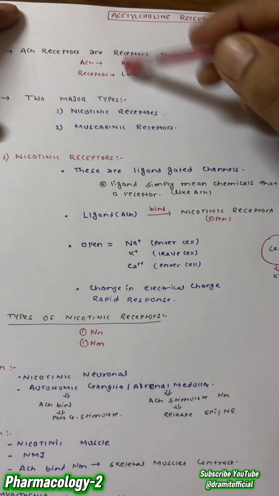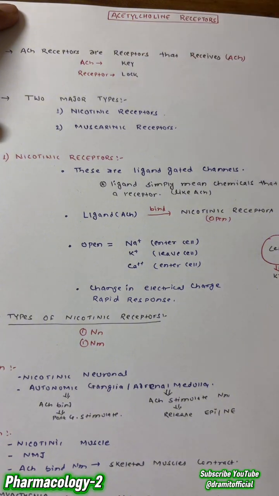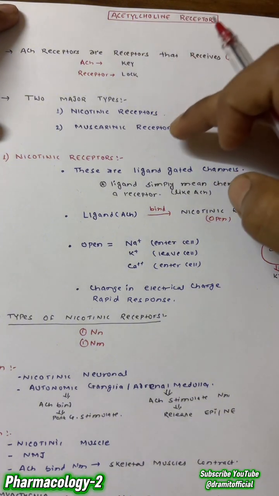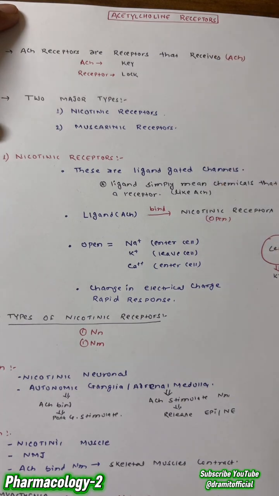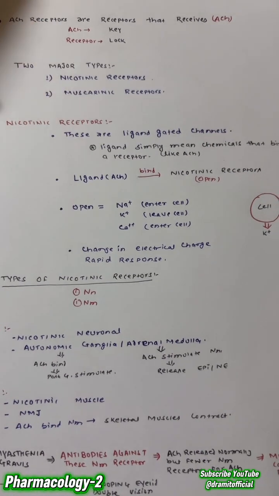Acetylcholine receptors are mainly of two major types. One is called the nicotinic receptor and one is called the muscarinic receptor. So let's first talk about nicotinic receptors.